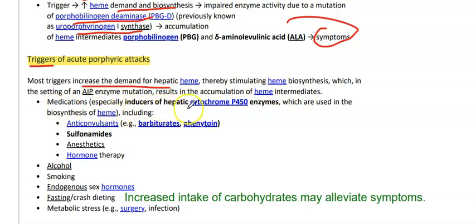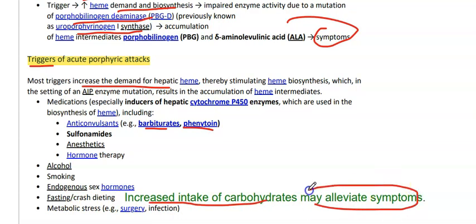Medications, especially those metabolized by hepatic cytochrome P450 enzymes, which use heme in their biosynthesis, including anticonvulsants, sulfonamides, anesthetics, and hormone therapy. Anticonvulsants like barbiturates and phenytoin. Alcohol, smoking, endogenous sex hormones, fasting, or crash dieting. Increased intake of carbs may alleviate symptoms, while fasting is a trigger for the symptoms of porphyria. Metabolic stress, for example surgery or infection.